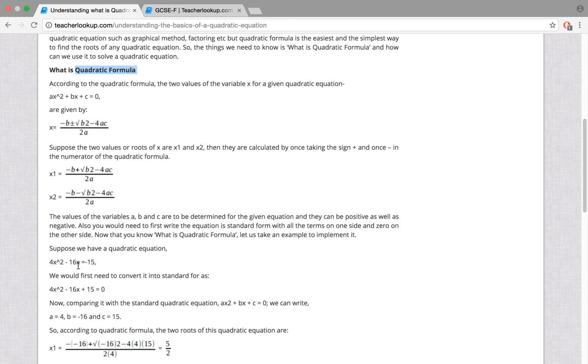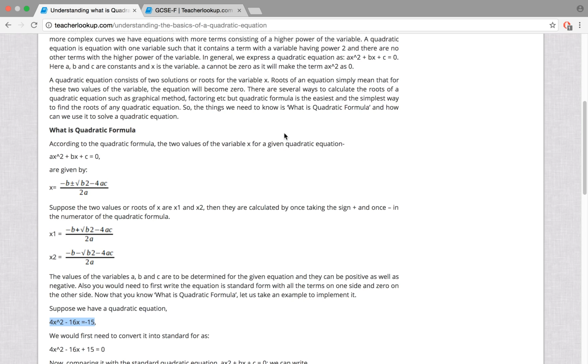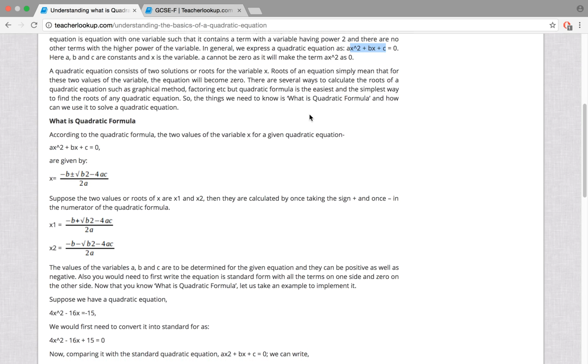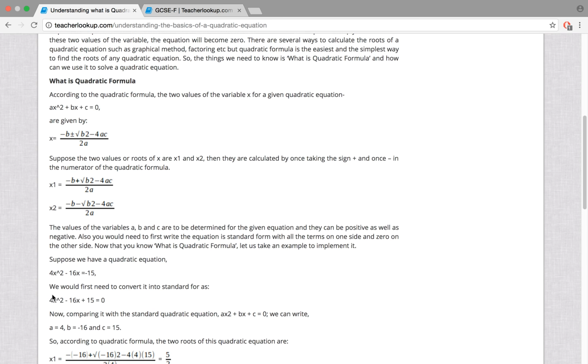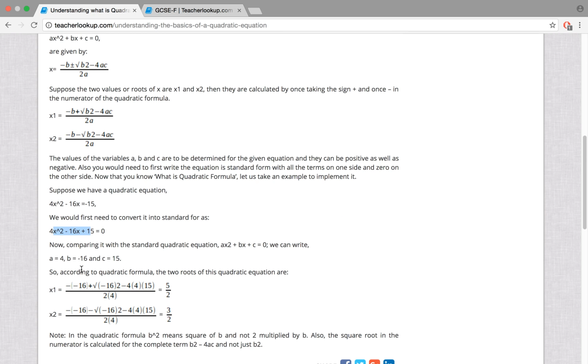Let's try an example. Let's solve this quadratic equation: 4x squared minus 16x equals minus 5. Okay, so let's rearrange it to meet this form. So it's identical to this form: 4x squared minus 16x plus 15 equals 0. We've just added the 15 here, so all of this equation is equal to 0.